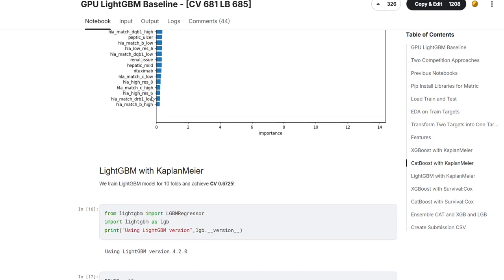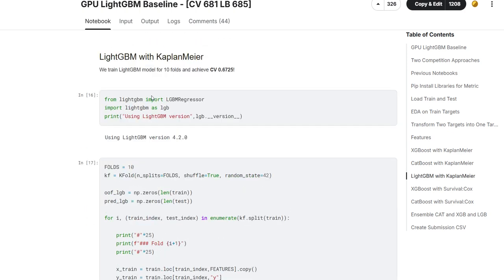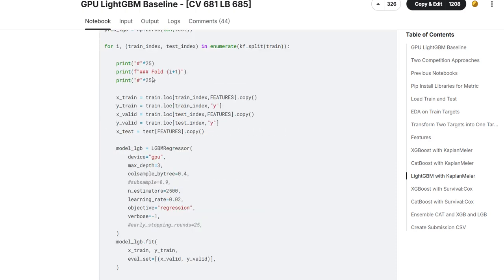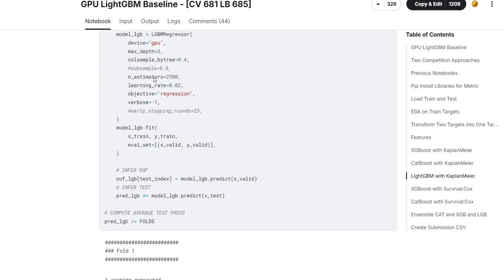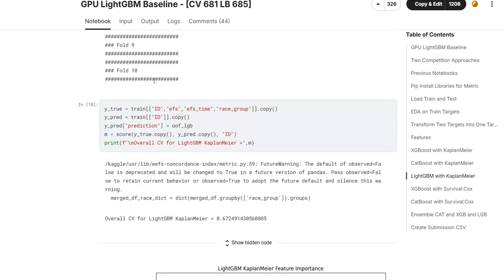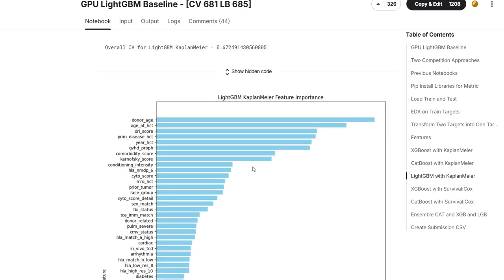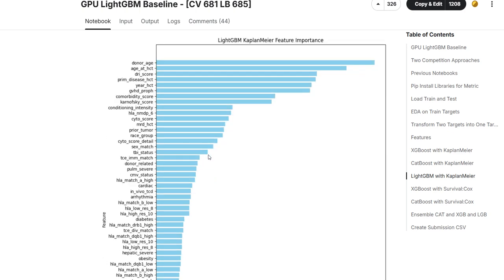Next up is LightGBM, another popular gradient boosting library. It's known for being very fast, especially on GPUs. The training process is the same as before. The CV score for LightGBM is slightly lower, around 0.672. The LightGBM feature importance plot shows some differences. Donor age and age at HCT are the most important, followed by dry score and prim disease HCT. This highlights that different models can pick up on slightly different patterns in the data.